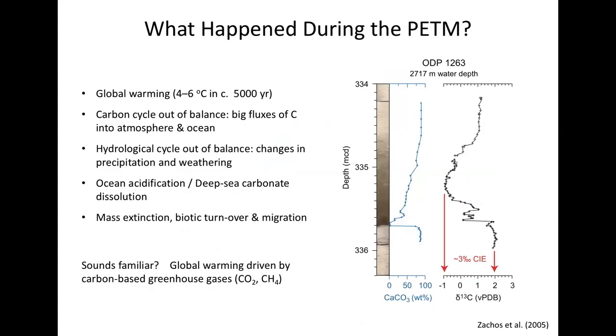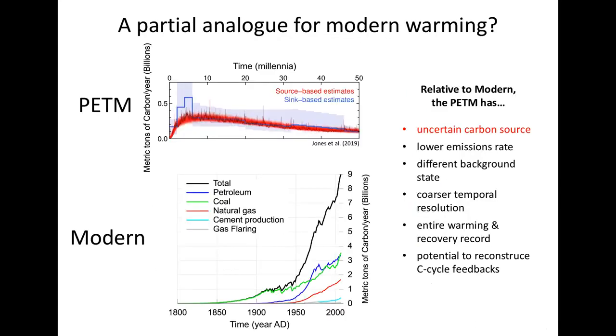But the bottom line is that we think with this series of responses, that this was a global warming event that was driven by supply of carbon-based greenhouse gases to the ocean atmosphere system. And those gases included CO2, carbon dioxide, and also methane. And there's a lot of research effort going on around the world now and for the past few decades to study this event because of its potential use as a partial analogue for modern warming.